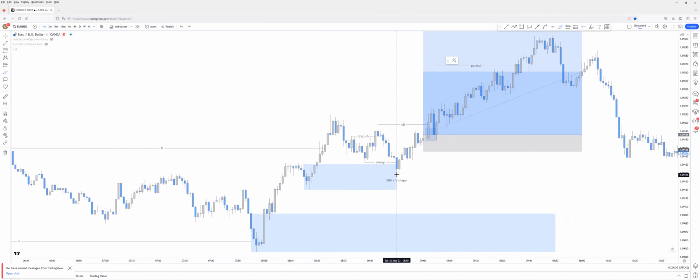So basically, the demand was mitigated 10 minutes before the session open. It just created a 50% mitigation and a perfect V-shaped rejection. Okay, but before this 50% mitigation on this demand and the V-shaped rejection to the upside, something important happened, and that was the trap.